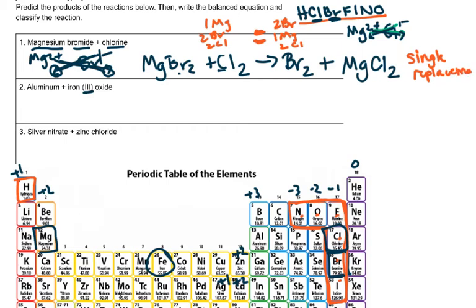I took the element and I replaced it with another negative ion. So again, it was single replacement because the chlorine kicked out the bromine. The bromine is now by itself, and the chlorine is now part of the compound. So single replacement.